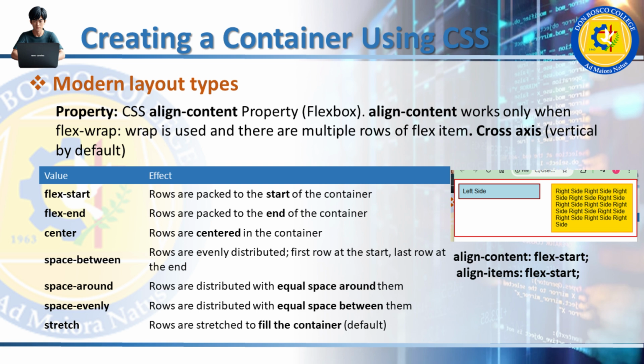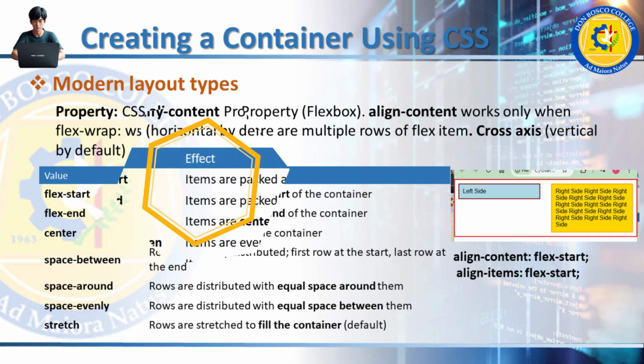Using space between distributes the rows evenly, with the first row at the start and the last row at the end, whereas space around distributes the rows with equal space around them. The space evenly value distributes the rows with equal space between them. Finally, Stretch, which is the default value, stretches the rows to fill the container.